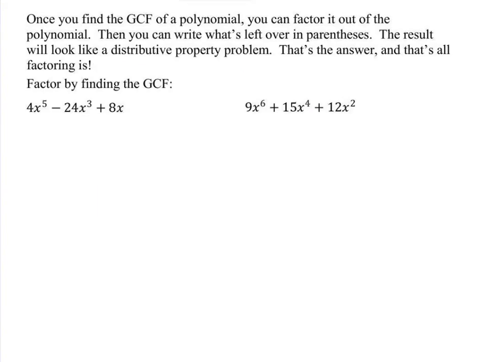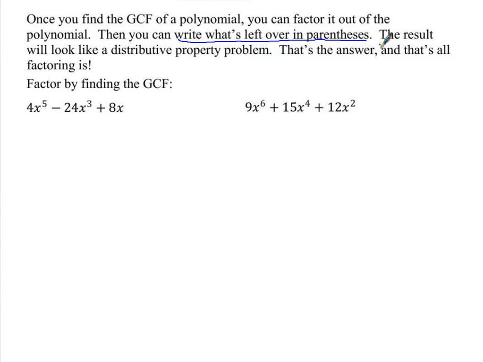So once you find the GCF for your polynomial that you're looking at, you can factor it out of the polynomial. And so all of the stuff that we've been doing so far in this section has led up to the ability to do this. This is what you really need to know from this section. If you factor it out of the polynomial, then you can write what's left over in parentheses behind it. And the result is going to look like a distributive property problem. What you've done is you've undone a distributive property problem.